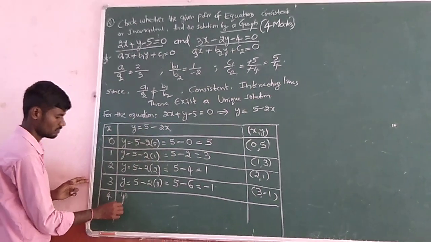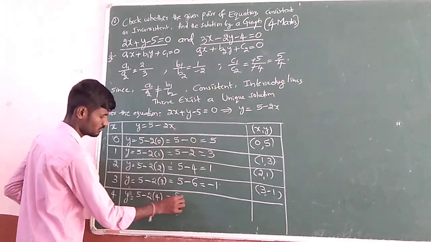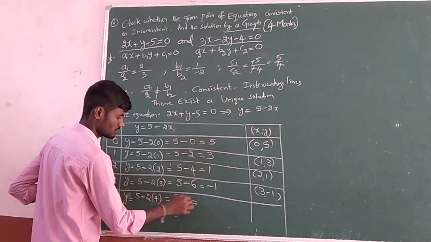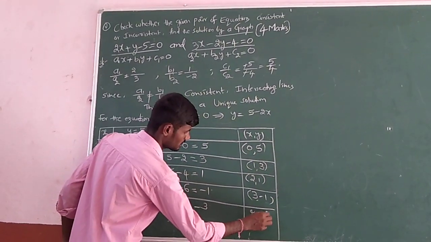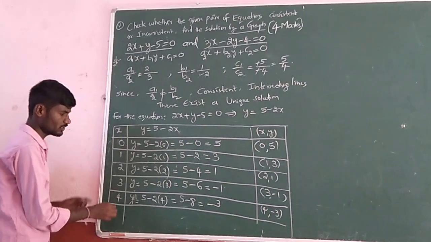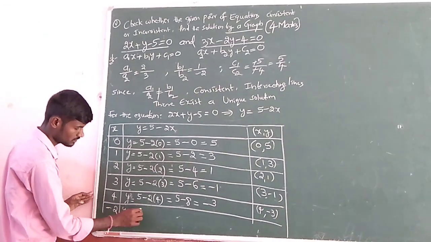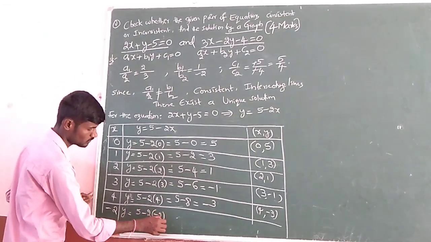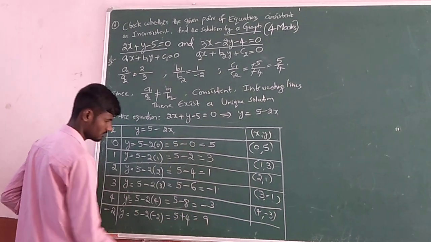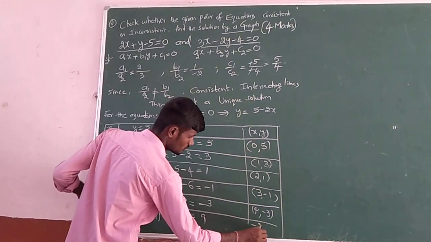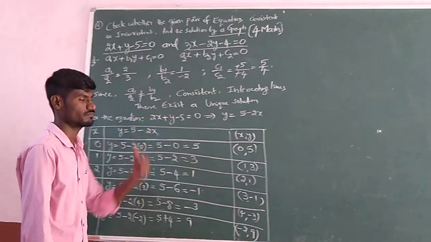Next 4. y equals 5 minus 2 into 4. 2 fours are 8, 5 minus 8 is minus 3. So 4 comma minus 3. You may take negative values also. Suppose we take minus 2, then what will we get? 5 minus 2 into minus 2. Minus into minus is plus, 2 fours are 4, 5 plus 4 is 9. The point is minus 2 comma 9. So this is the tabular points for the first equation.